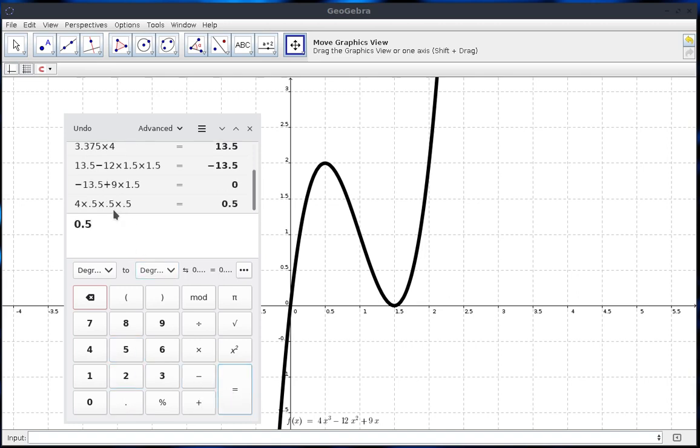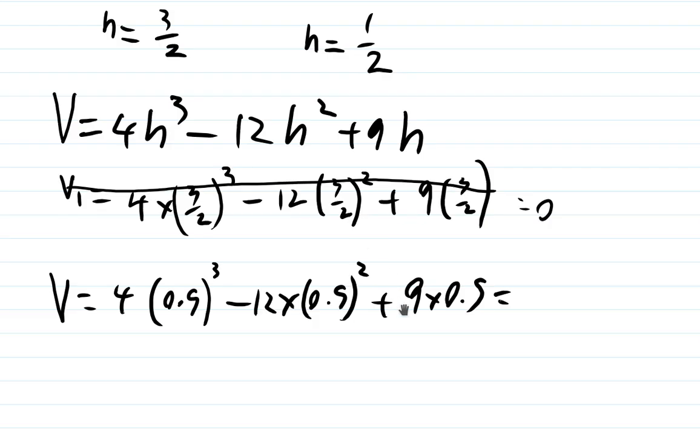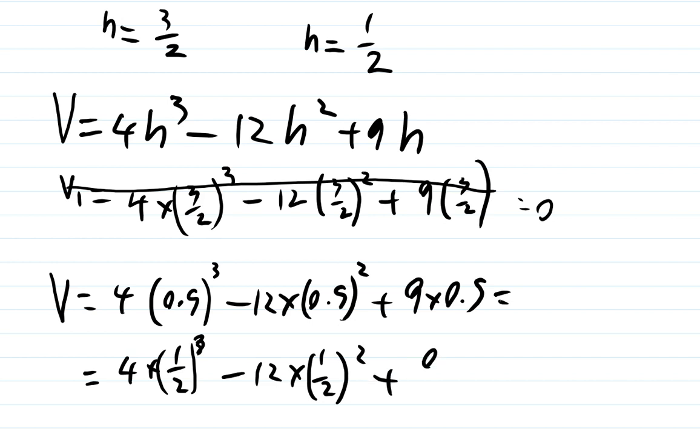Because half cubed would have been 1/8. And by the way, let us just work it out with a fraction, since the calculator is not showing up on the screen. 4 times half cubed, minus 12 times half squared, plus 9 times half is 9 over 2. Half cubed is 1/8, so it's 4 times 1/8, minus 12 times half squared, which is a quarter, plus 9 halves.